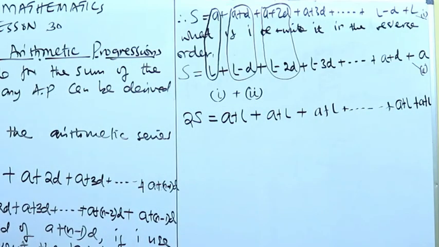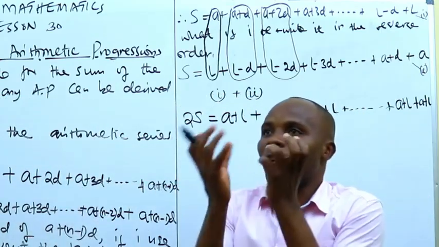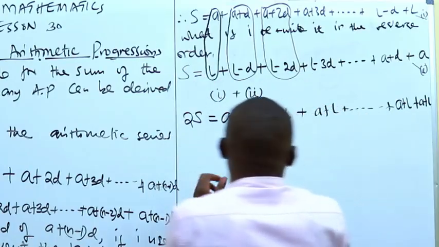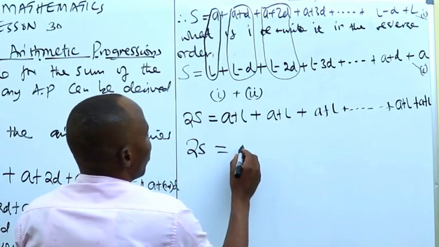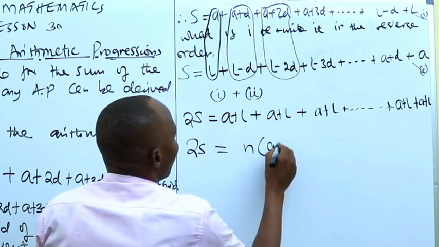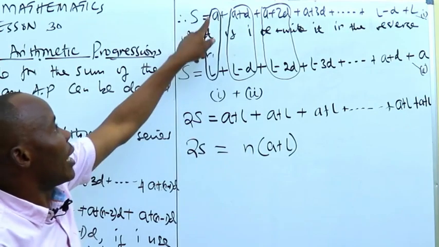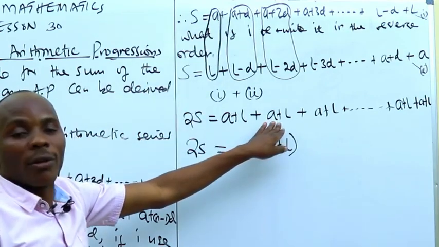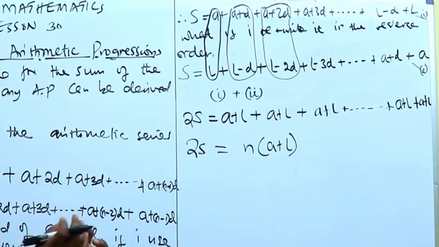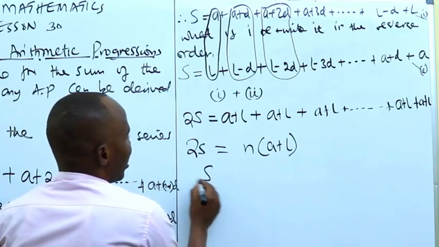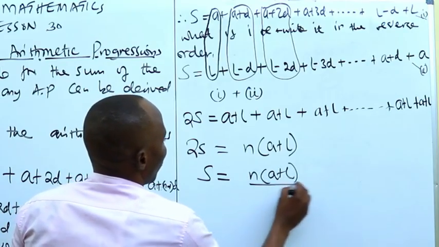So what does that mean? What that means is very simple. You have any number of A plus L terms. If I'm to add up all this, I'll end up with 2S is equal to n number of A plus L terms. Why? There is a term A plus L here. After adding this to this, the same cases are happening here. So I'm having any number of A plus L terms. Therefore, I'm interested in S. That S is going to be n into A plus L over 2.